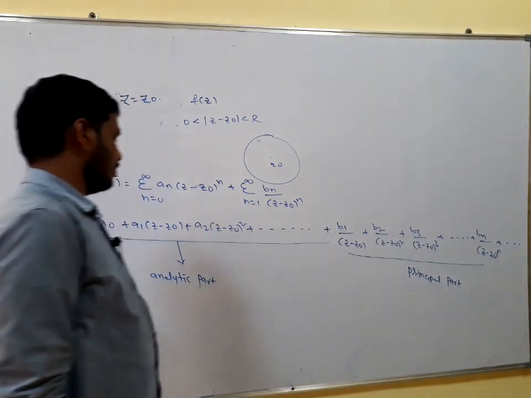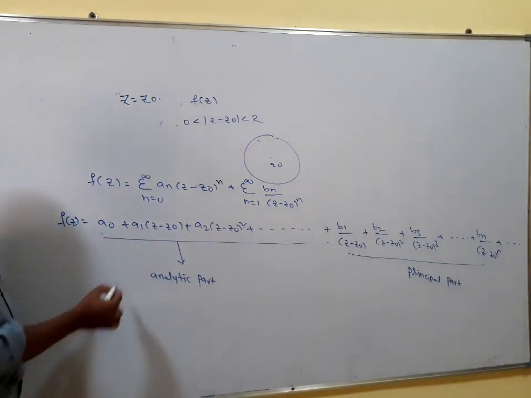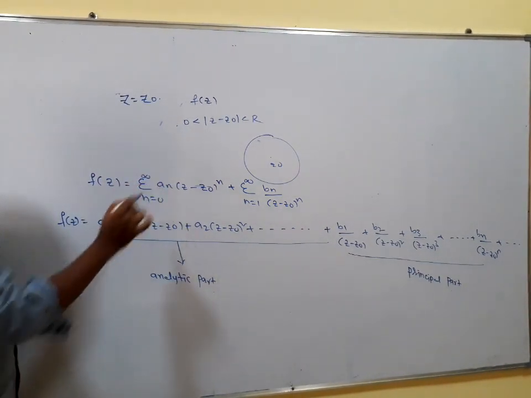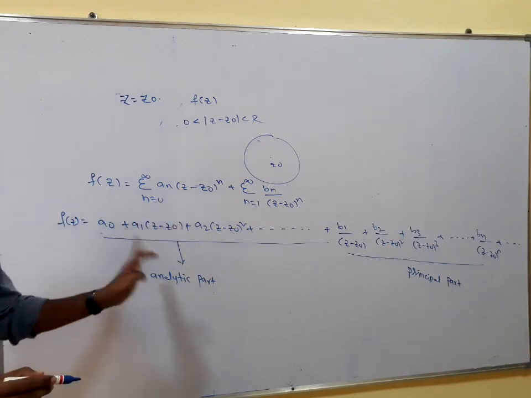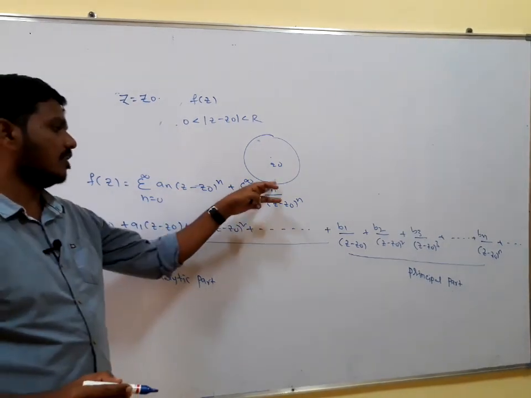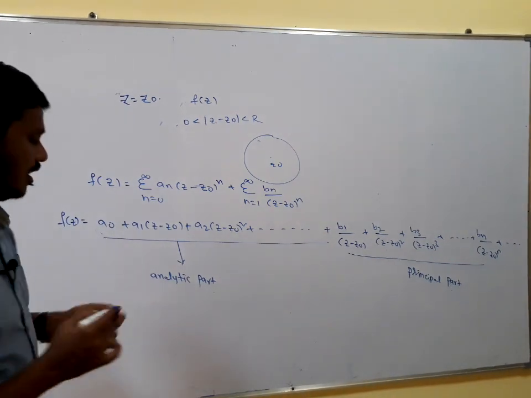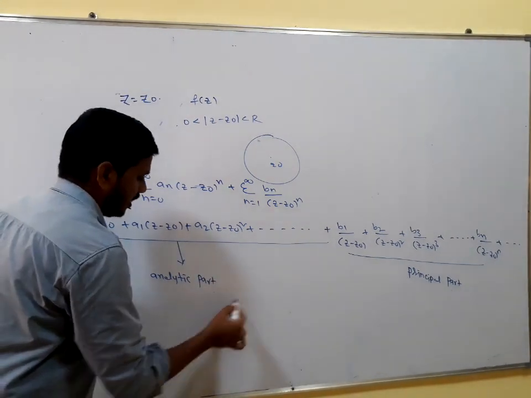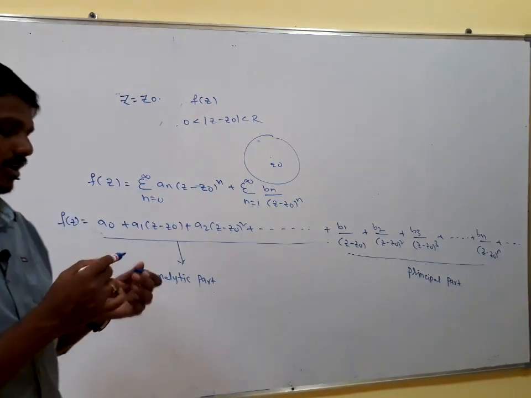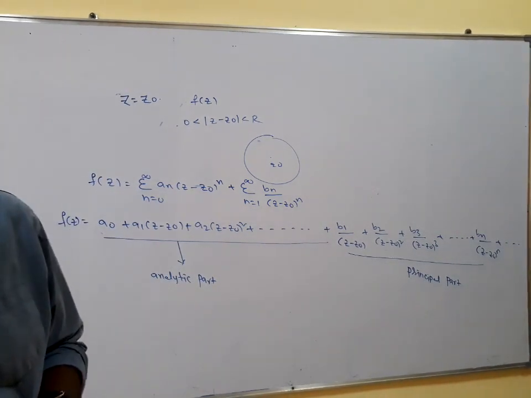Yes, this is the principal part, this is the analytic part. The summation n equals 0 to infinity a n z minus z naught all to the power of n is the analytic part. Summation n equals 1 to infinity b n divided by z minus z naught all to the power of n is called the principal part of f of z, or they are the analytic and principal parts of the Laurent series. Next.